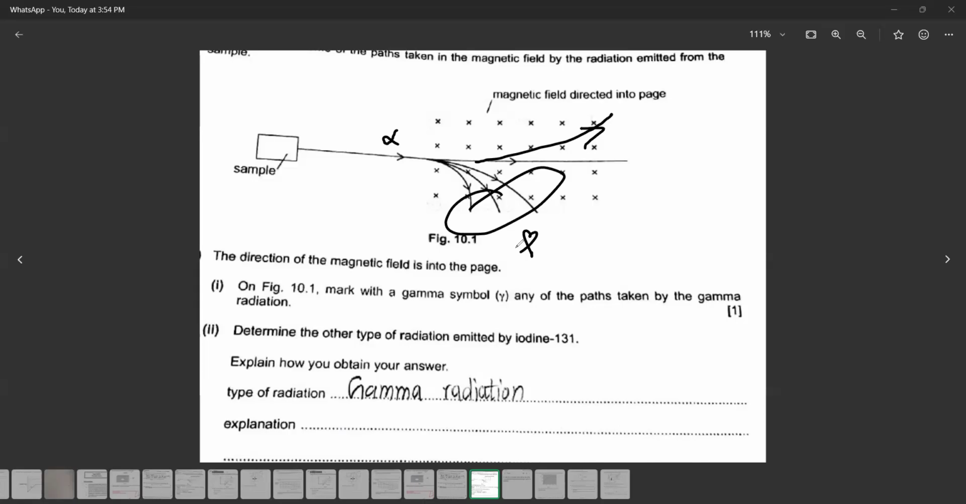So it does not follow the left hand rule, and the second thing is that there is a large deflection. Yes, the rule is the left hand. We use the left hand because alpha is a charge, right? It's current. Alpha is a positive charge, like a conventional current.